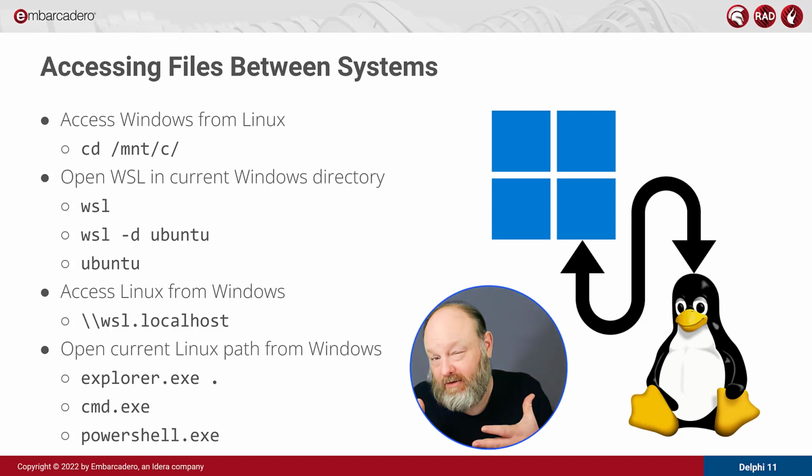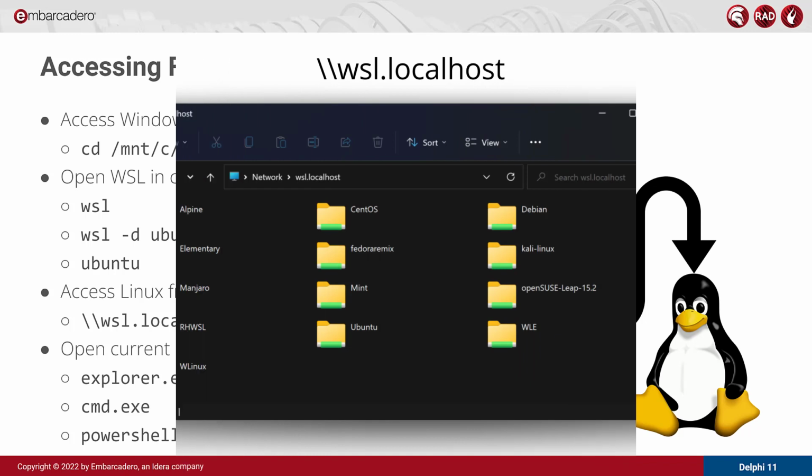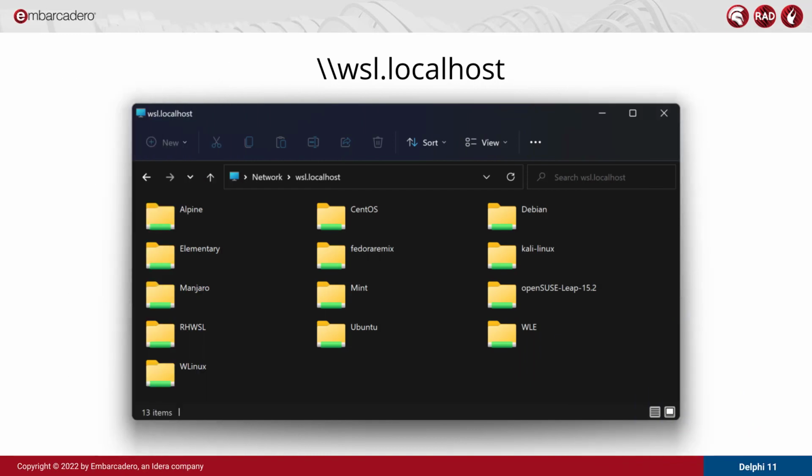If you're in Windows and want to access your Linux files, if you go to the network share \\wsl.localhost, that will give you all of the Linux distros that you have installed with WSL, and you can go into one of them from there.